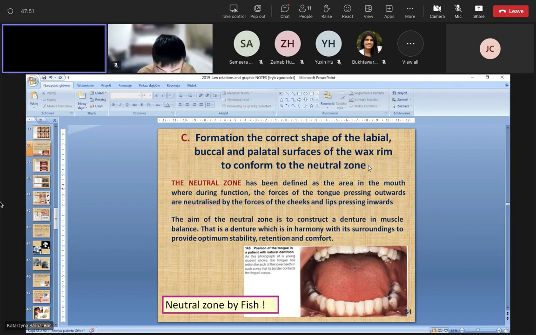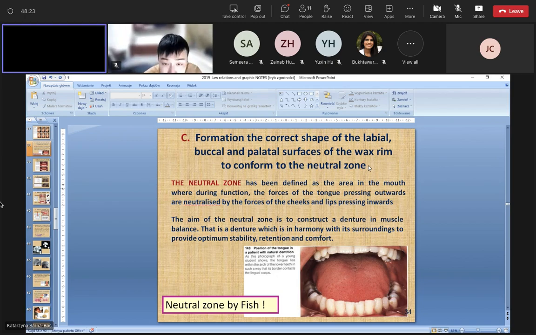Okay, and finally, the dentist should form the correct shape of the labial, buccal and palatal surfaces of the lower wax rim to conform to the neutral zone. What does the neutral zone mean? The neutral zone has been defined as the area in the mouth where during function the forces of the tongue pressing outwards are neutralized by the forces of the cheeks and lips pressing inwards.